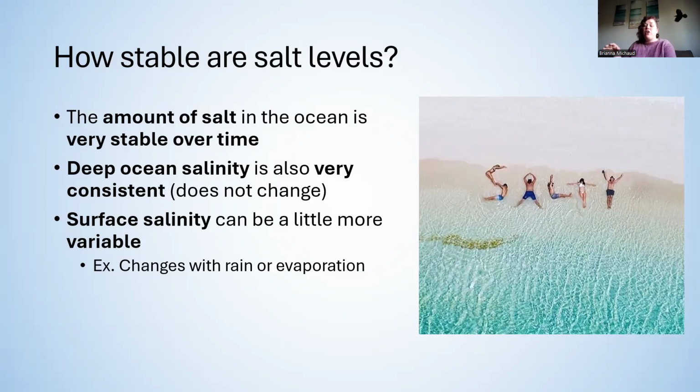However, at the surface, and especially the surface close to land, you can have some variation in salinity. For example, if it rains, you're adding fresh water. So it's like taking a cup of salty water and adding more water to it. You make the salinity go down. It becomes less salty. Whereas if you have evaporation, that's the opposite process. You're taking salt water, but you're removing fresh water. So it makes it more salty.